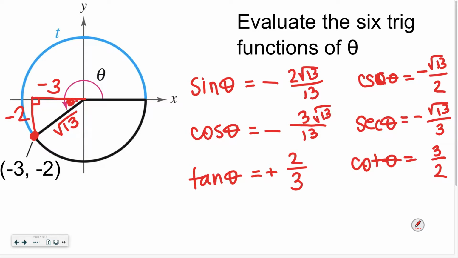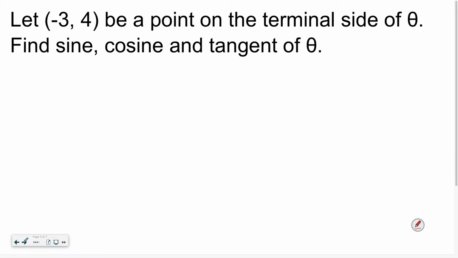Okay. So let's do another one. Let -3, 4 be a point on the terminal side of theta. What should you be doing? You should be drawing a picture with the coordinate -3, 4.